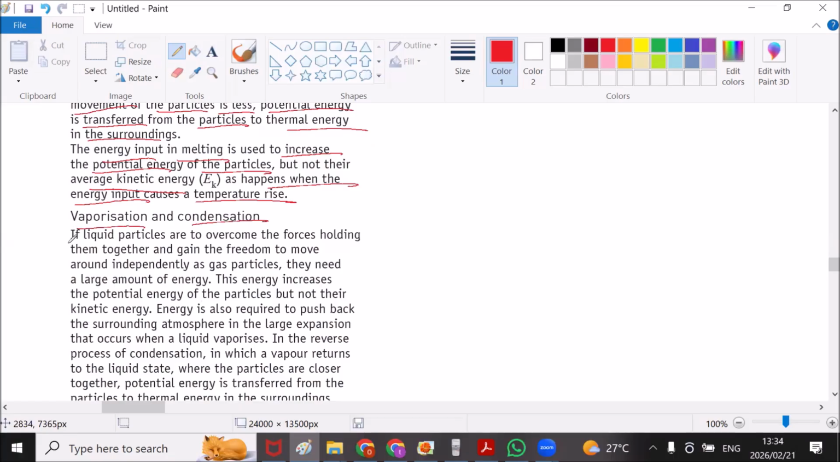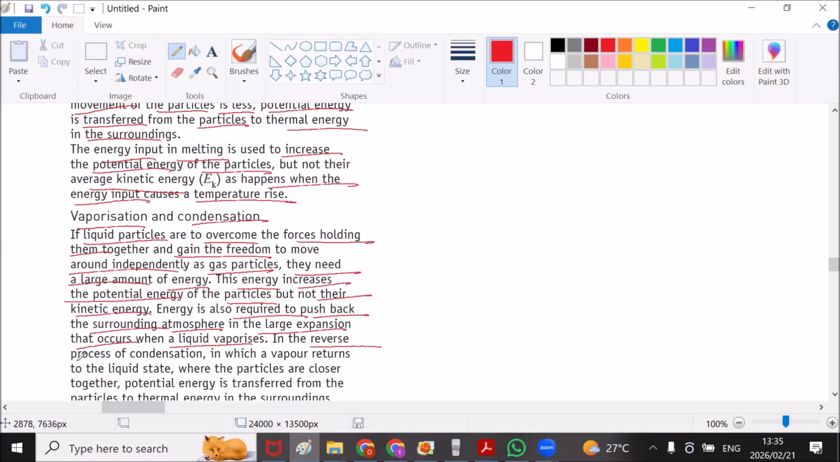Vaporization and condensation using the kinetic particle model. If liquid particles are to overcome the forces holding them together and gain freedom to move around independently as gas particles, they need a large amount of energy. This energy increases the potential energy of the particles, but not their kinetic energy. Energy is also required to push back the surrounding atmosphere in the large expansion that occurs when a liquid vaporizes.